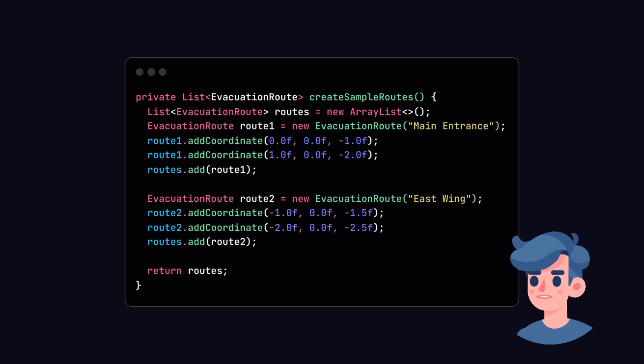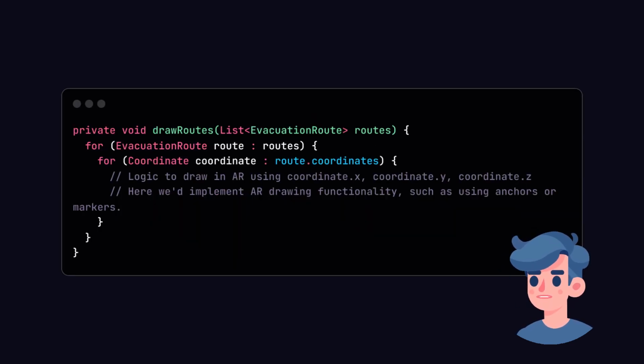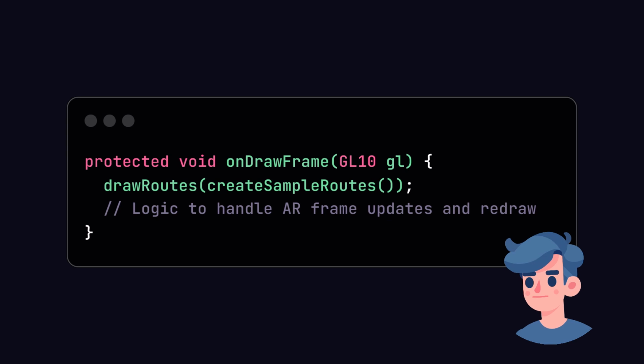Back in MainActivity, we will initialize a list of evacuation routes, and so we'll need to add a few dummy routes for demonstration purposes. Next, we will visualize these routes using marker objects in AR. We can create a method named drawRoutes that takes the routes list and draws them on the AR scene. Now that we have the logic to visualize the routes, let's integrate this into our AR rendering loop. The rendering loop is crucial for AR applications because it continuously updates the AR scene.